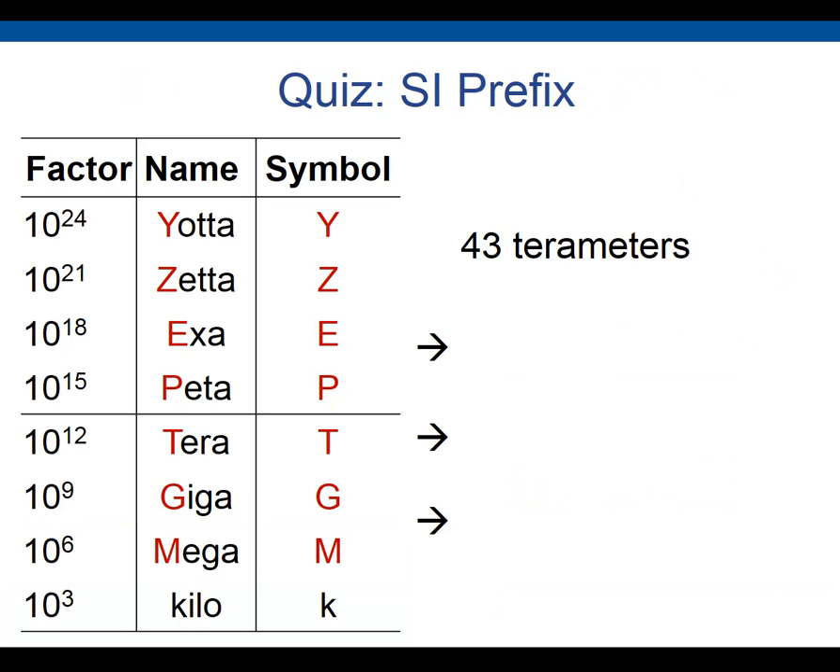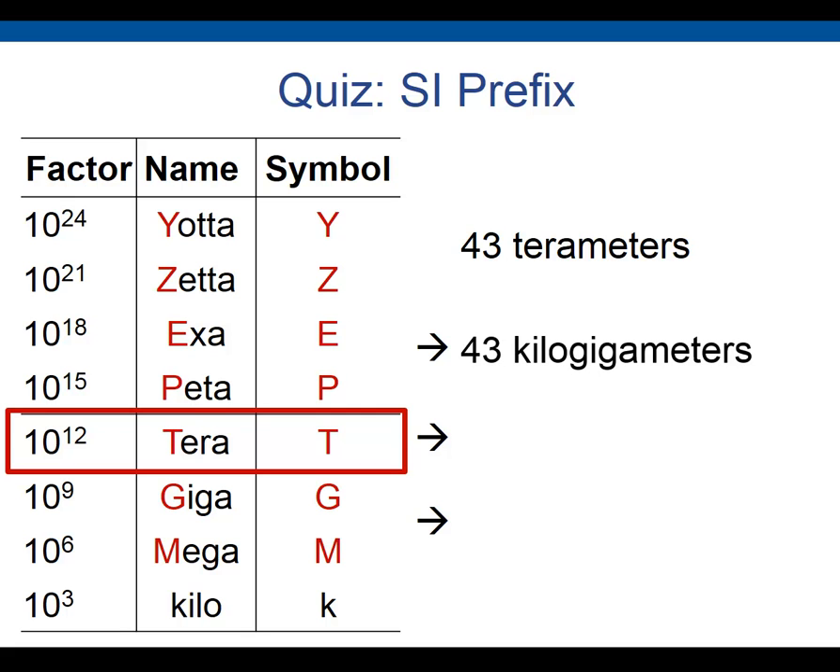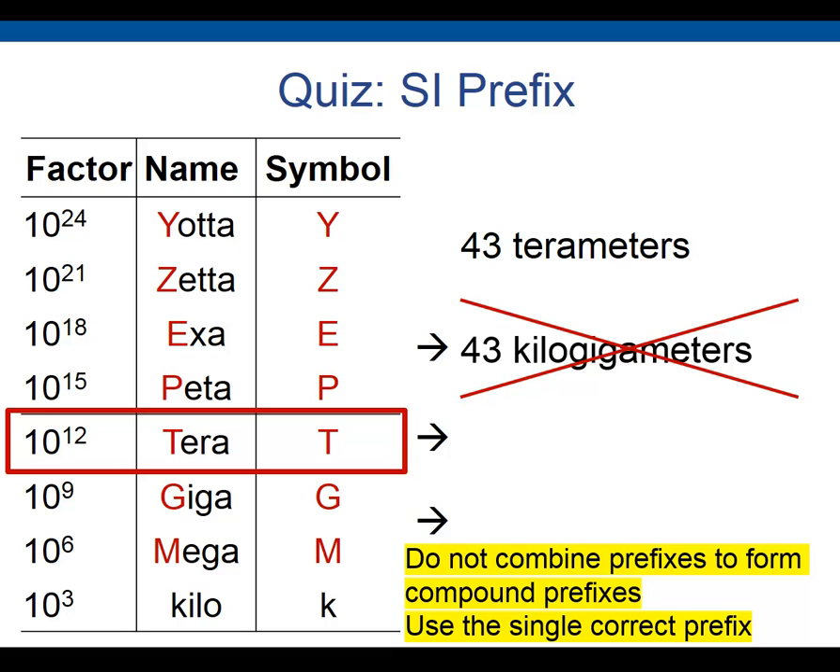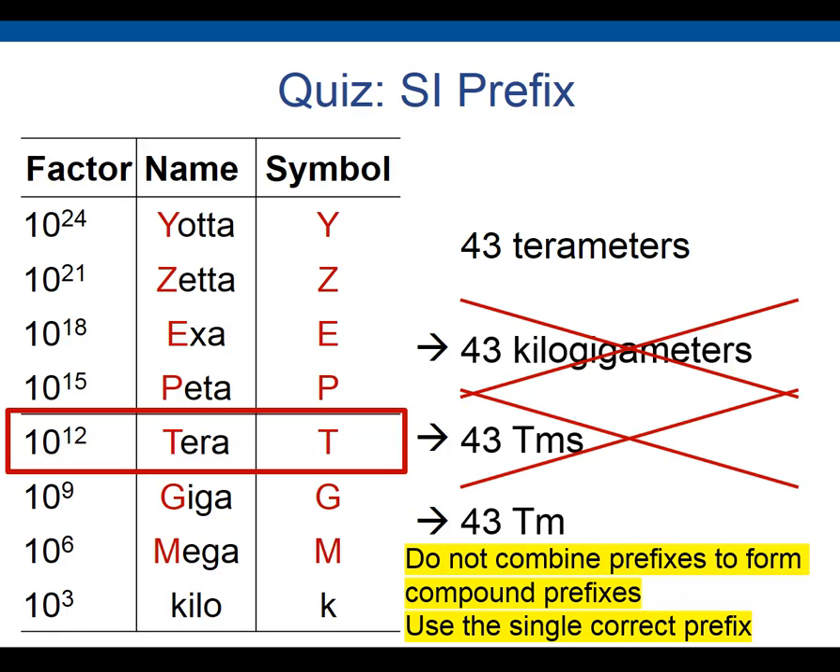Here are some examples you need to avoid. For example, 43 terameters. What's the issue? First, we cannot combine two different SI prefixes to express this number. For example, 43 kilogigameters. It doesn't make sense. We have to use only one SI prefix. Do not combine multiple SI prefixes. How about 43 terameters with an S? You can see the S here. We don't need to put the S in the short form. Just say 43 terameters. That's fine.